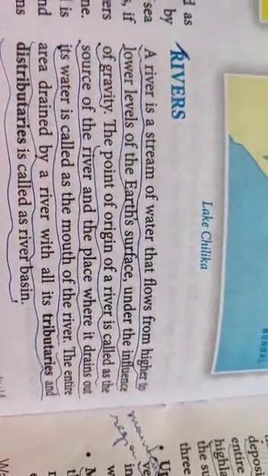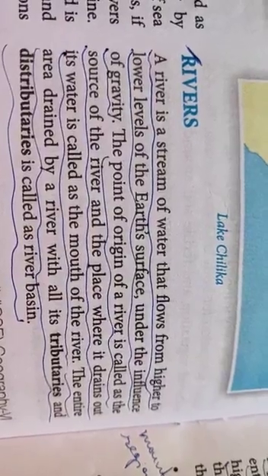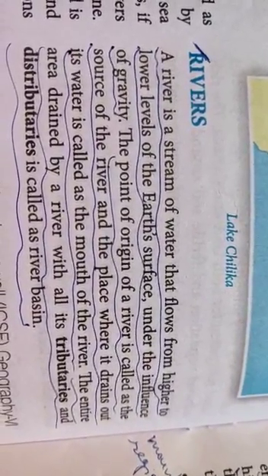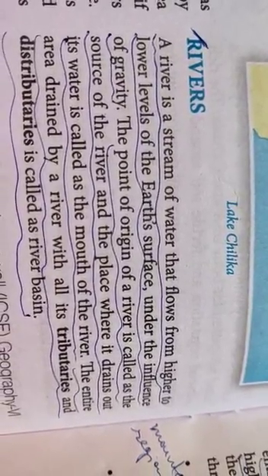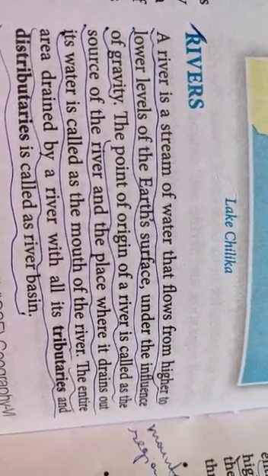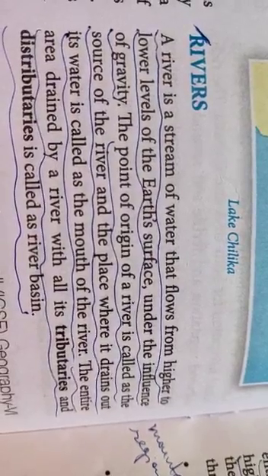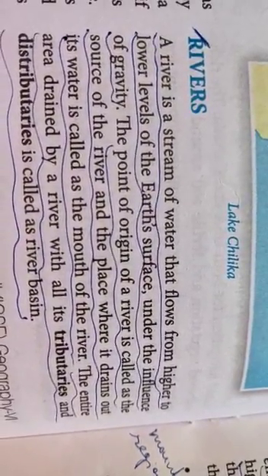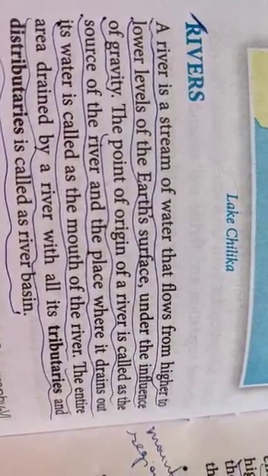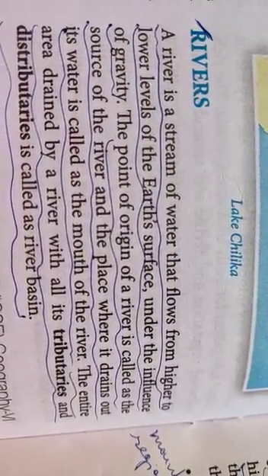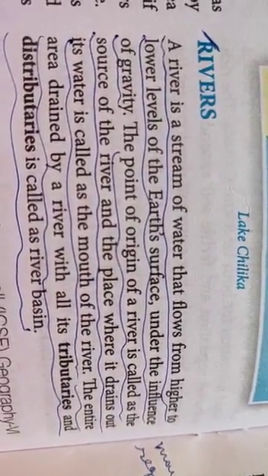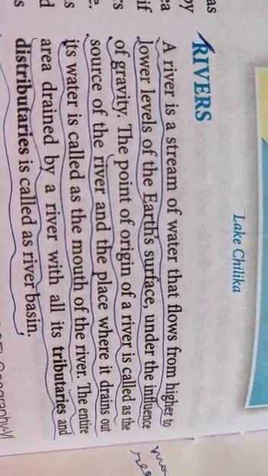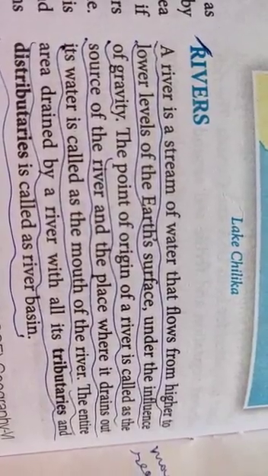A river is a stream of water that flows from higher to lower levels of the earth's surface under the influence of gravity. The point of origin of a river is called the source of the river, and the place where it drains out is called the mouth of the river. Now the entire area drained by a river with all its tributaries and distributaries is called the river basin.